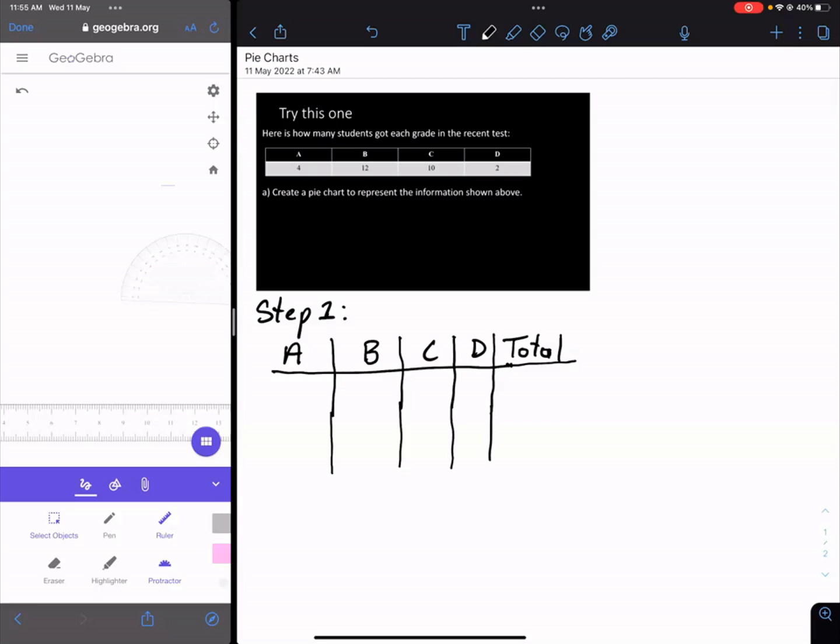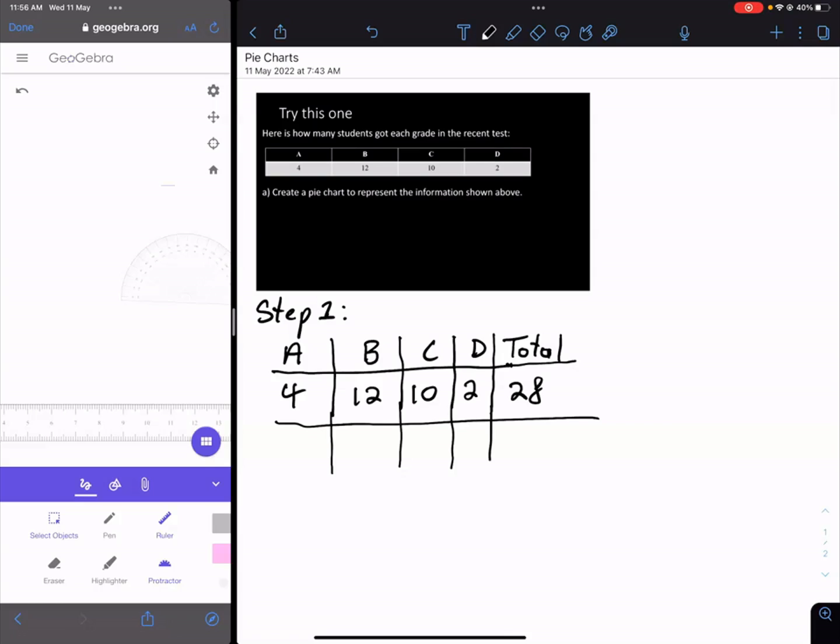So A has 4 students, B has 12 students, C has 10, D has 2, which gives us a total of 12 plus 10 gives us 22, plus 2, 24, plus 4, 28. 28 students. Always remember to find the total.